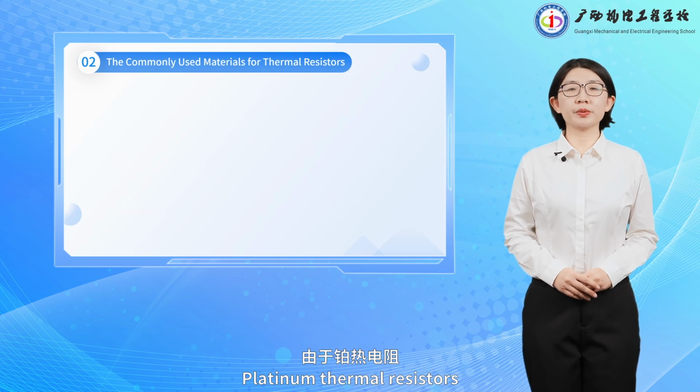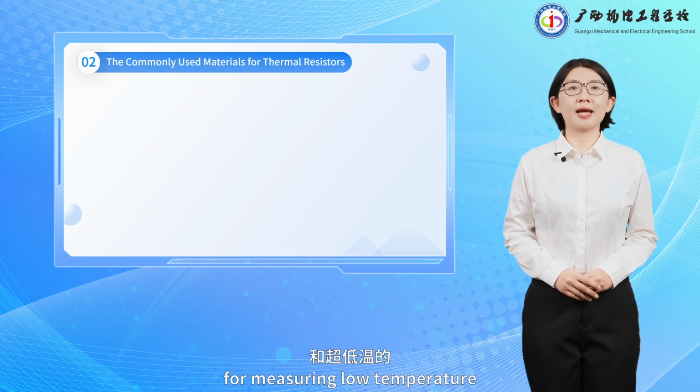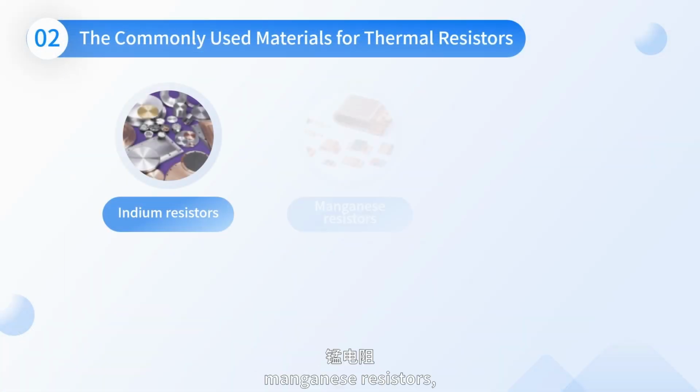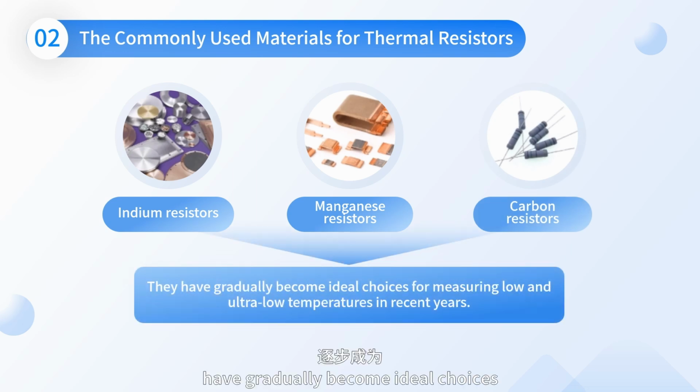Platinum thermal resistors and copper thermal resistors are not ideal choices for measuring low temperature and ultra-low temperature, so some innovative thermal resistors, such as indium resistors, manganese resistors, and carbon resistors, have gradually become ideal choices for measuring low and ultra-low temperatures in recent years.